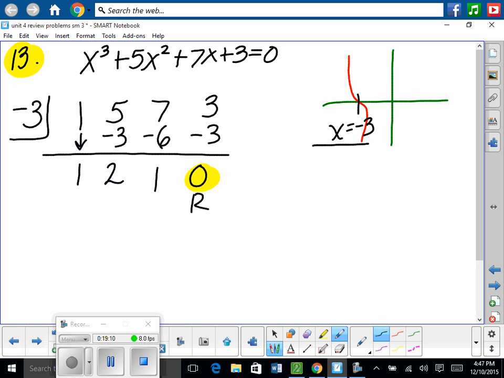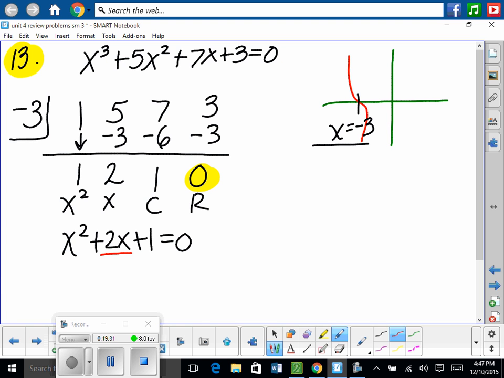So this is our remainder, this is our constant, this is our x, this is our x squared. So we have 1x squared plus 2x plus 1. And now we know how to solve a quadratic because we can solve using the quadratic formula or by factoring if possible. We are not missing our middle term, so I am going to choose to solve this by factoring.